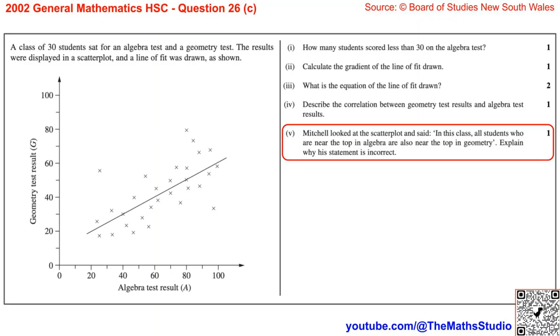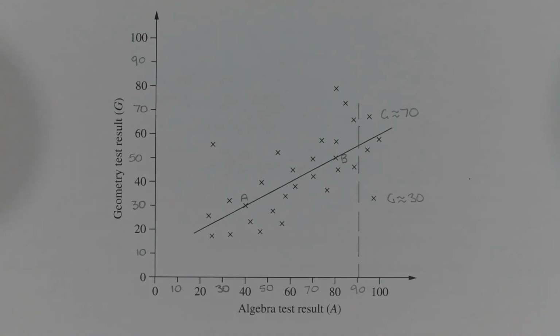Part 5. Mitchell looked at the scatter plot and said, in this class, all students who are near the top in algebra are also near the top in geometry. Explain why his statement is incorrect. Referring to the scatter plot, 4 students achieved above 90 in algebra, and they're represented by these 4 points here that lie to the right of this dotted line. This dotted line represents a mark of 90 in algebra.